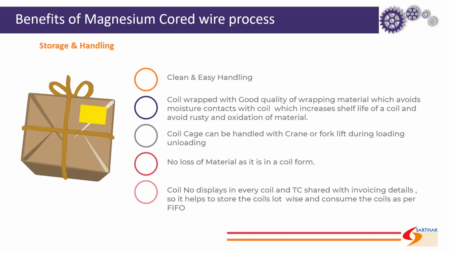Storage and handling: clean and easy handling. The coil is wrapped with good quality wrapping material which avoids moisture contact with the coil, which increases shelf life of the coil and avoids rust and oxidation. The coil cage can be handled with a crane or forklift during loading and unloading. No loss of material as it is in coil form. We display each coil number and date on the coils, also on the TC with invoicing details. So it helps to store the coils lot wise and consume the coils as per FIFO.